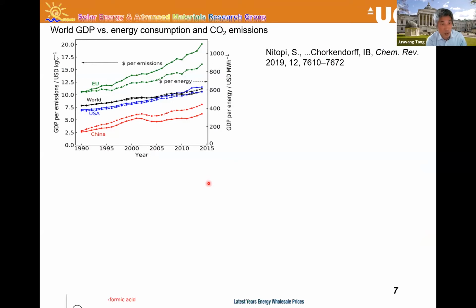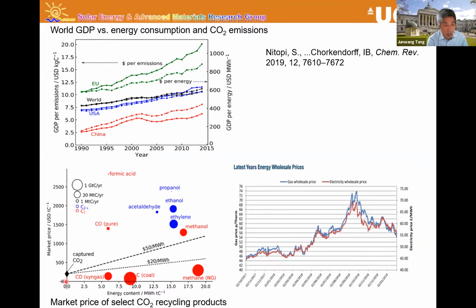Now, the other two figures are quite interesting for me. Now, look at this one. The X-axis is the energy content per ton of carbon, or the energy stored in the chemicals. Therefore, if one converts CO2 to a useful material, we prefer the right side, because more energy is stored inside. And the Y-axis is the market price per ton of carbon. Clearly, if you want to make profits from the CO2 conversion, we prefer products in the top half, because that can give us more profit. Therefore, this corner should be the best product we should target.